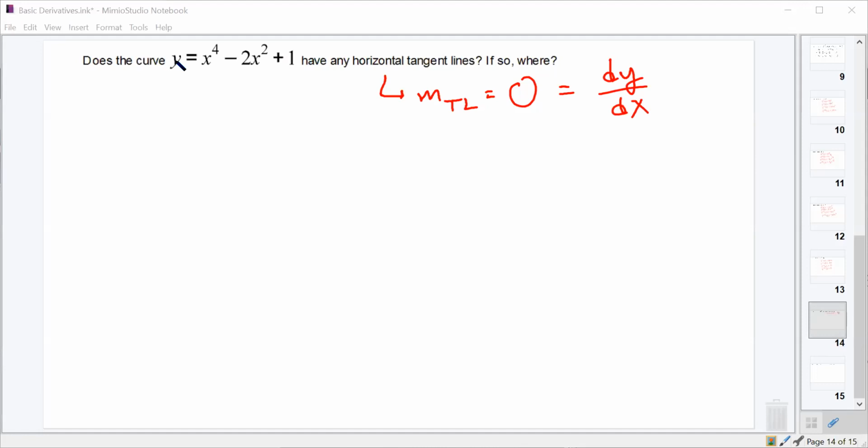Okay, so let's find the derivative of this, and then we're going to set it equal to 0. So see if you can get the derivative and set it equal to 0 and solve for x.